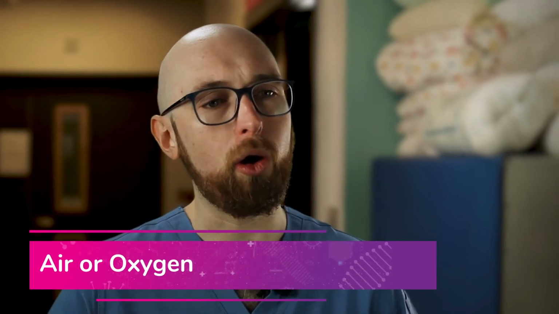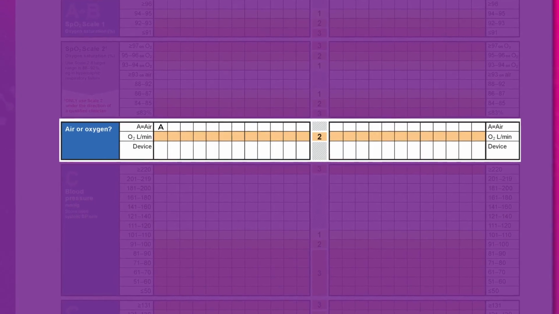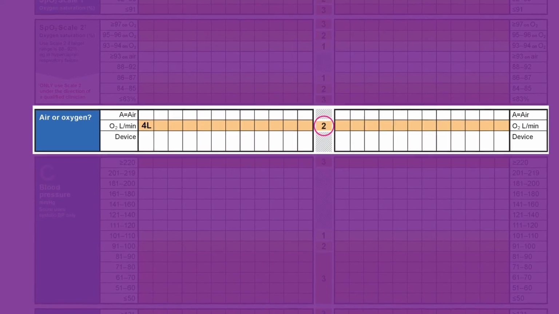We also need to add to our patient record whether or not the patient is on air or oxygen. Put an A in the box if they are on air. If they are on oxygen, they will get an automatic score of 2. In order to populate this box accurately, you need to check their oxygen flow rate. This would usually be indicated on the OSCE scenario paperwork. There may also be an oxygen gauge you can read in the scenario to understand the oxygen flow rate.